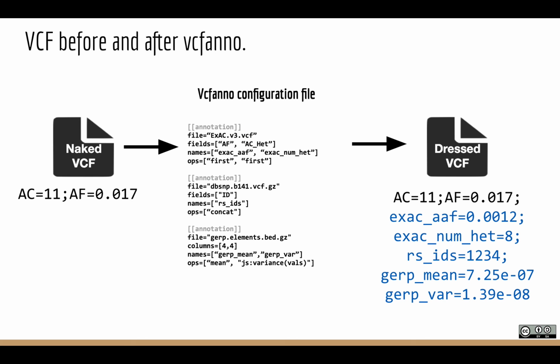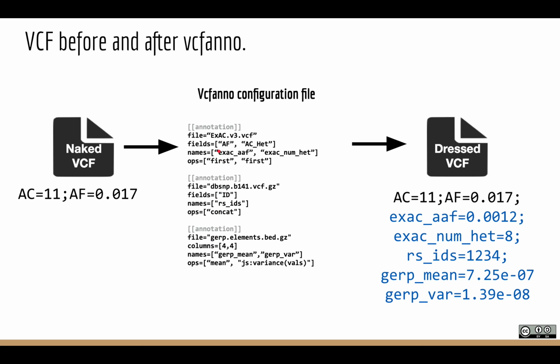So a concrete example: this is the VCF file before vcfanno. The only information in the INFO field is how many chromosomes had this alternate allele and what's the total frequency of that alternate allele. We can give it this little configuration file that tells it which files we want to annotate this VCF file with. So a VCF file from the Exome Aggregation Consortium, maybe dbSNP, which tells us all the known genetic variation, and maybe some measurement of conservation.